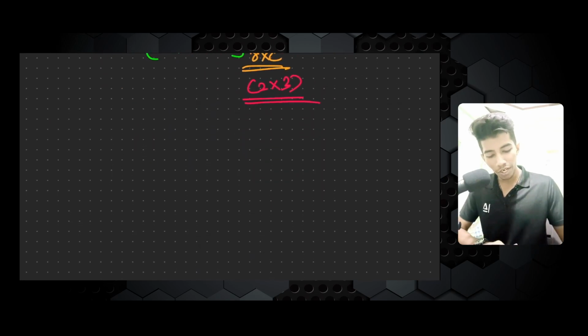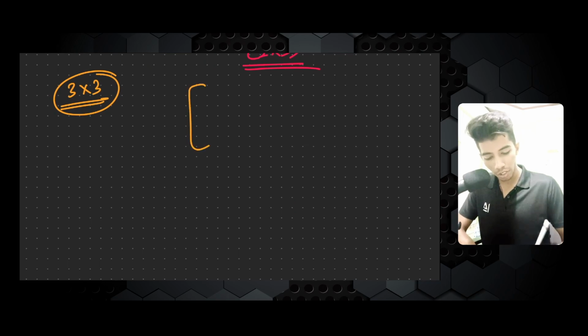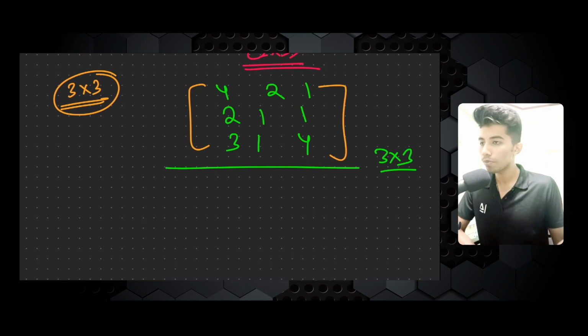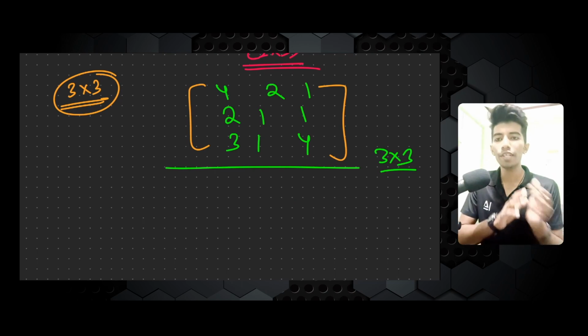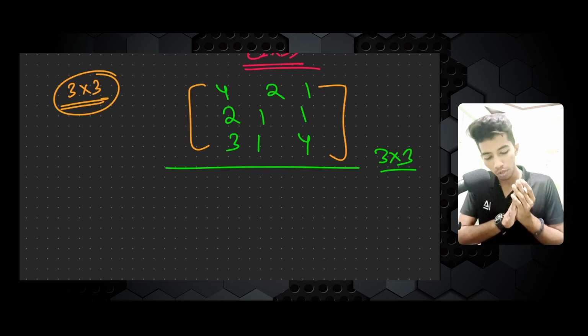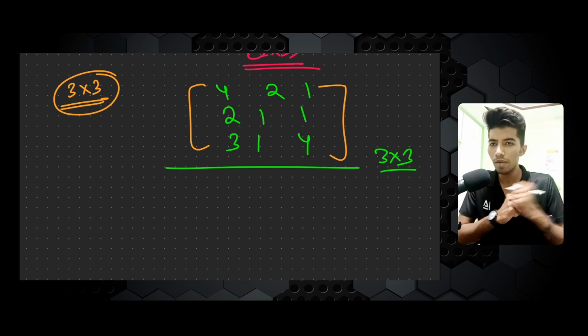So this is the basic matrix. We can understand it in a way. Suppose I want to create a 3 by 3 matrix, so the best example of a matrix is 4, 2, 1, 2, 1, 1, 3, 1, 4. It's a 3 by 3 matrix, 3 rows and 3 columns. So this is the basics of a matrix, how it actually looks and how it works. Understanding it in a great way, let's move further.